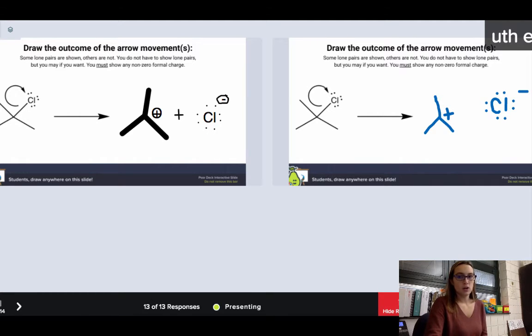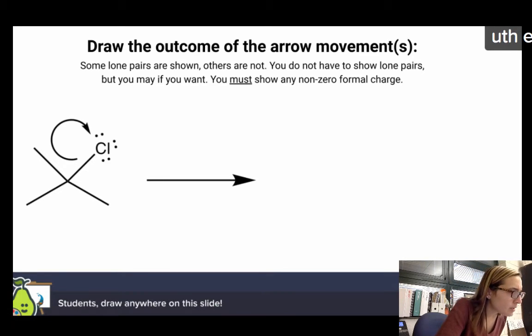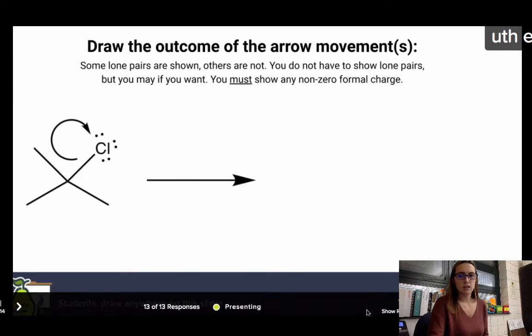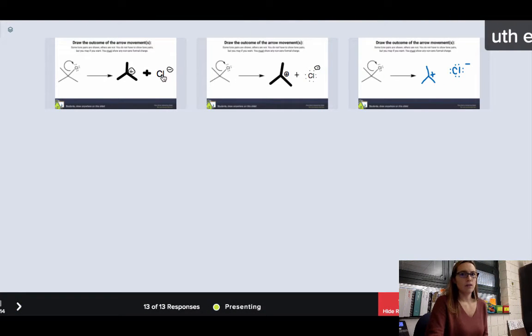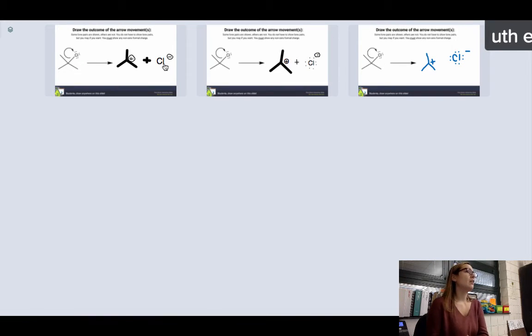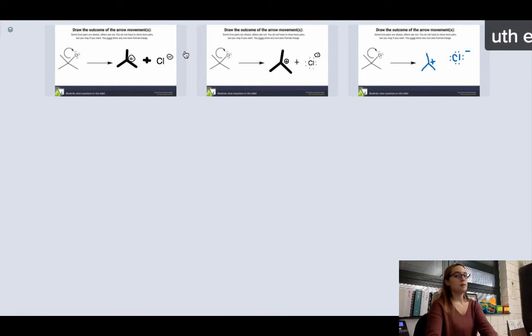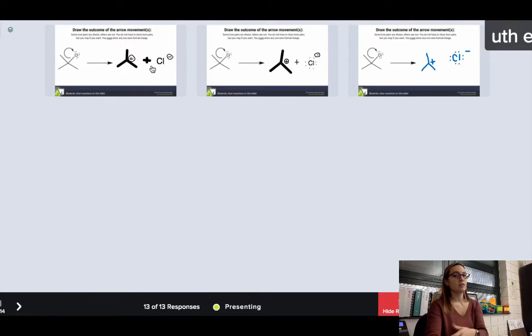Now, I'm going to show another one. Let's see, did anybody do it? Yeah. All right, so here's another one. Notice the lone pairs aren't shown, but that's okay. You don't have to show the lone pairs on that Cl. If you show one lone pair, though, you need to show them all. But you could just put Cl with that negative, because remember, by putting that negative, that's telling us chlorine now has 8 valence electrons. So both of these are correct.